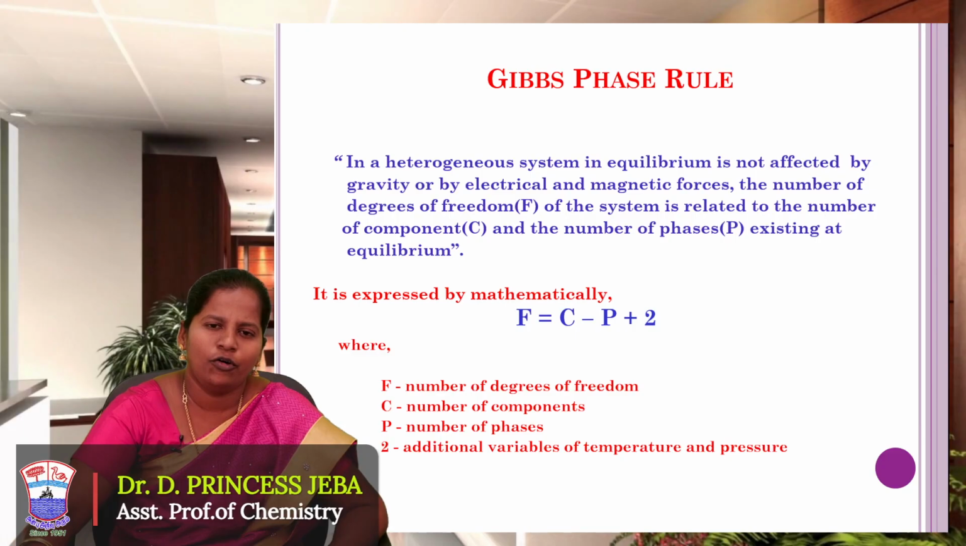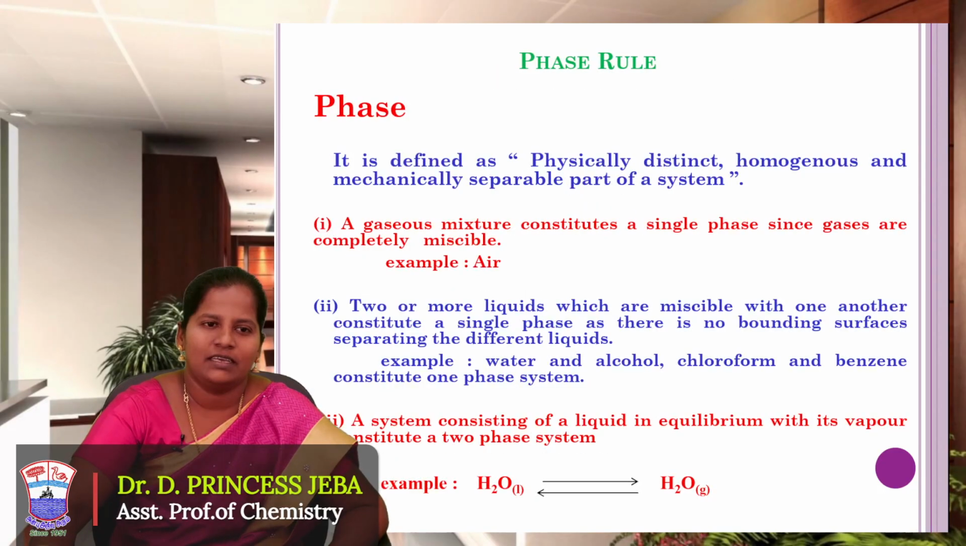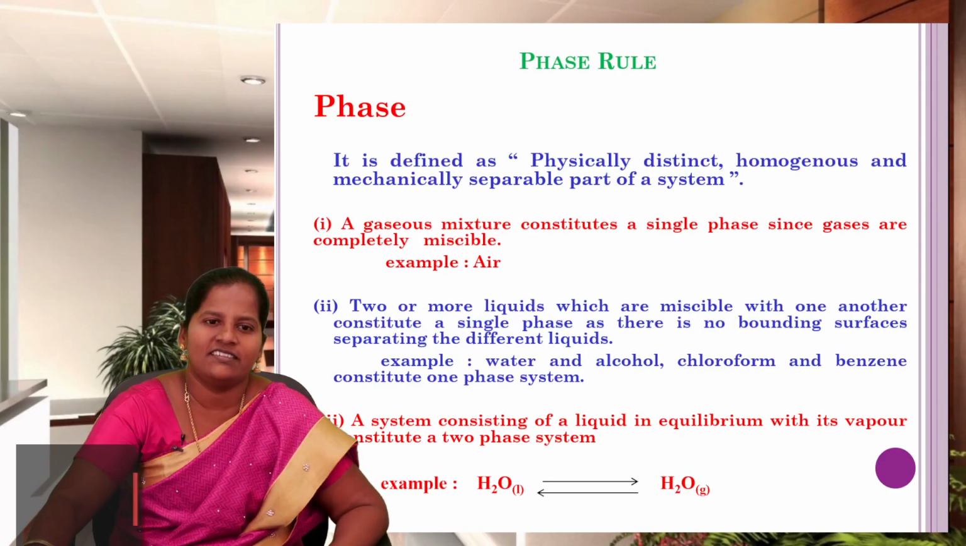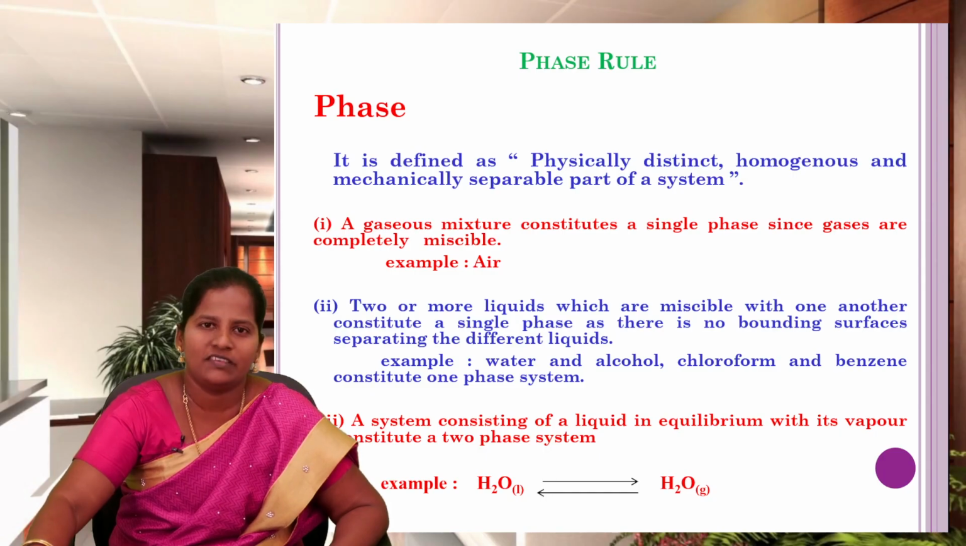So in order to understand the Gibbs phase rule, we must have a clear-cut idea about C, P and F. C is component, P is phase and F is degree of freedom. So first we have to discuss about phase. Phase is defined as a physically distinct, homogeneous and mechanically separable part of a system.